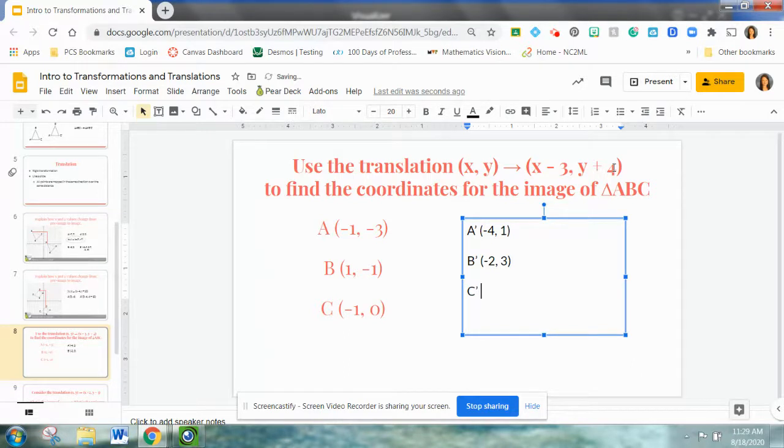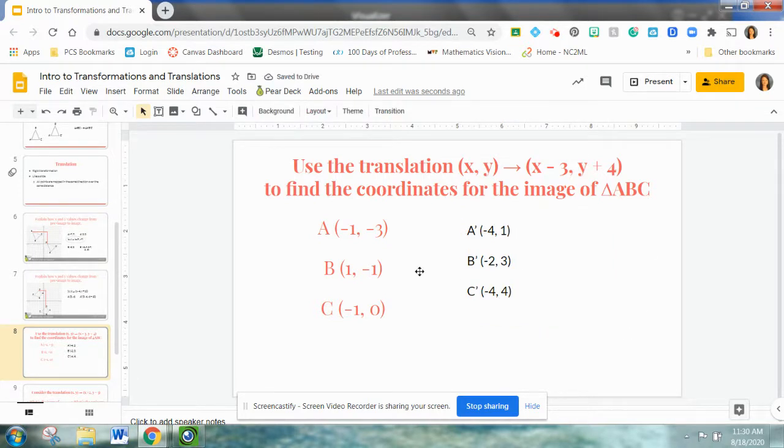And last but not least, C prime. C prime is starting with an x value of -1. If I subtract 3 from my x value, that gives me -4. And then I'm starting with a y value of 0. Adding 4 gives me a y value of 4. So these would be my image points based on this translation rule. It is going to the left 3 and up 4.